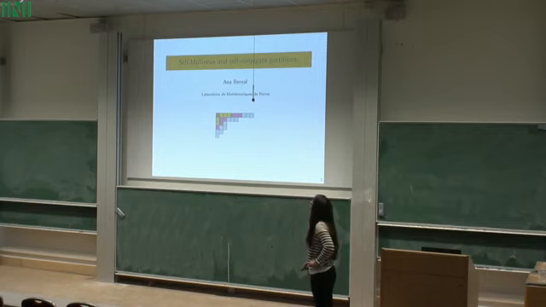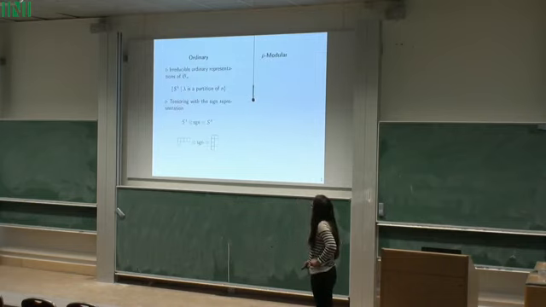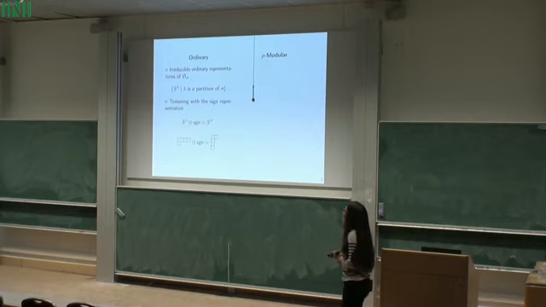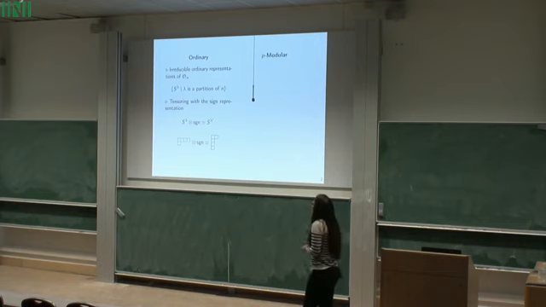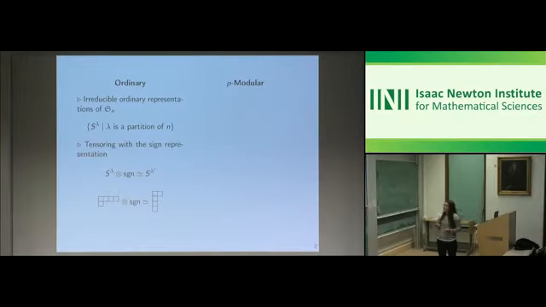Okay, so let's start with some motivations. We start with some information about representations of the symmetric group. We know that the irreducible representations of the symmetric group in n symbols can be labeled in a natural way by all partitions of n. I denote these modules by S lambda.